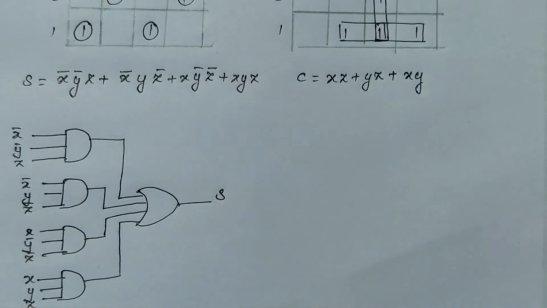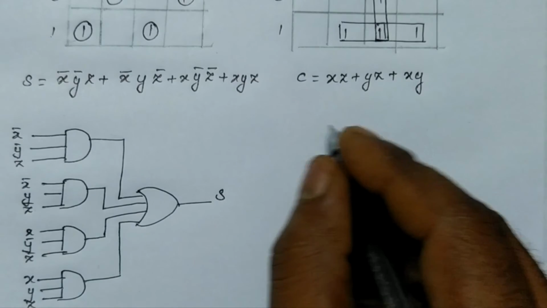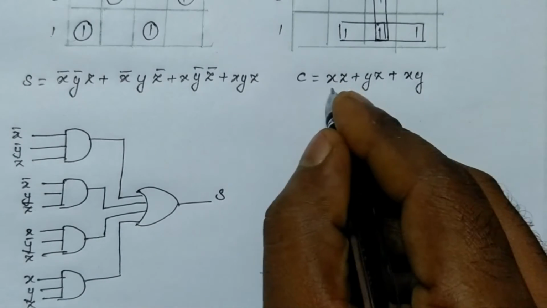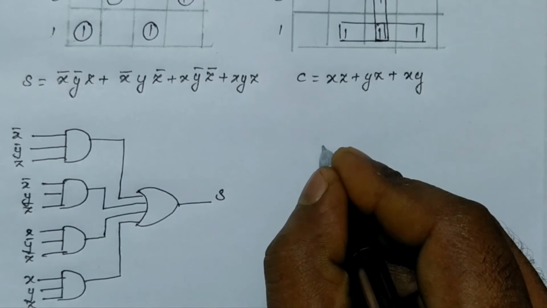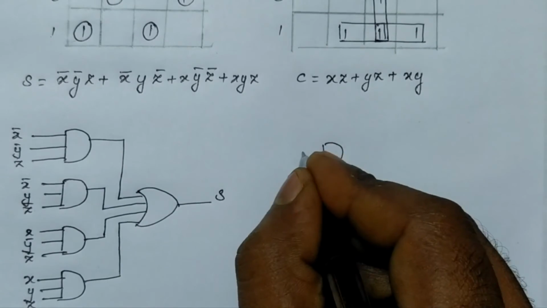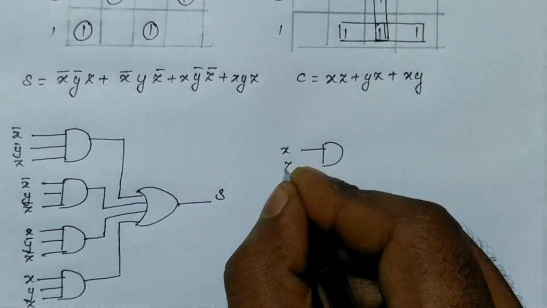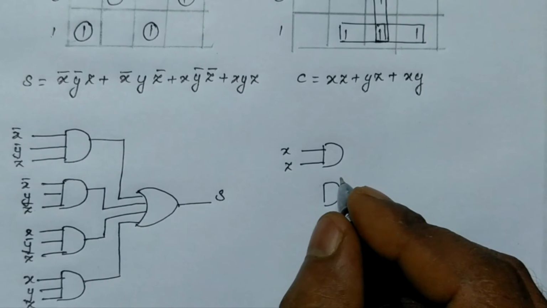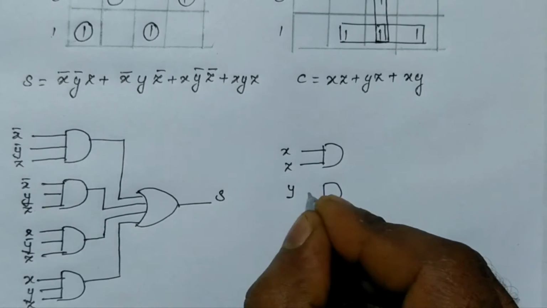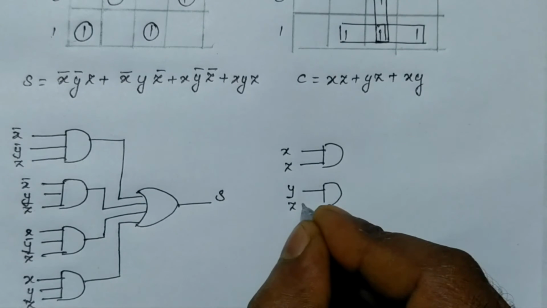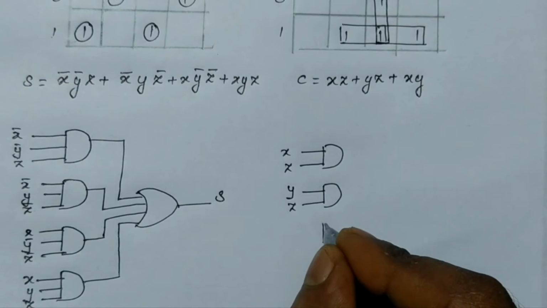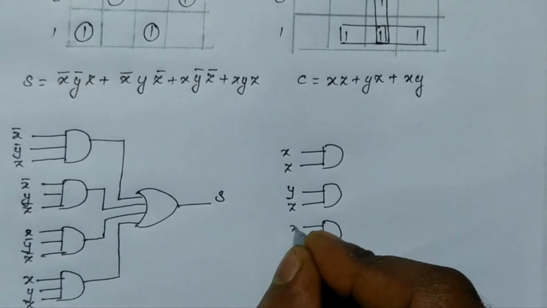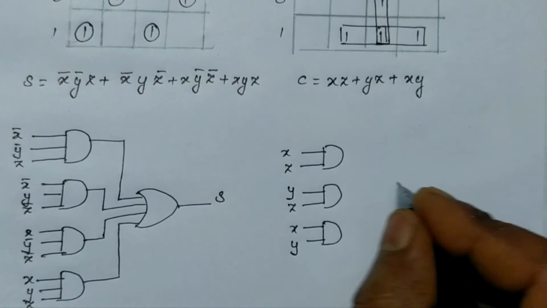So here it's equal to sum. Then we'll go for carry. For carry also, here we are having AND operation, 3 AND gates. First one, input is x and another input is z. Then second one, again another AND gate. Here the input is y and another input is z. Then the last AND gate, x and y.